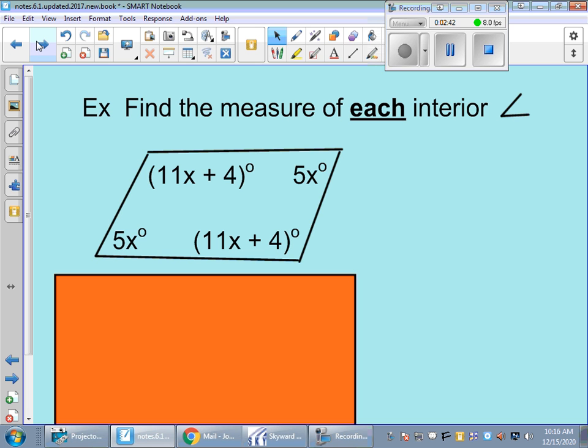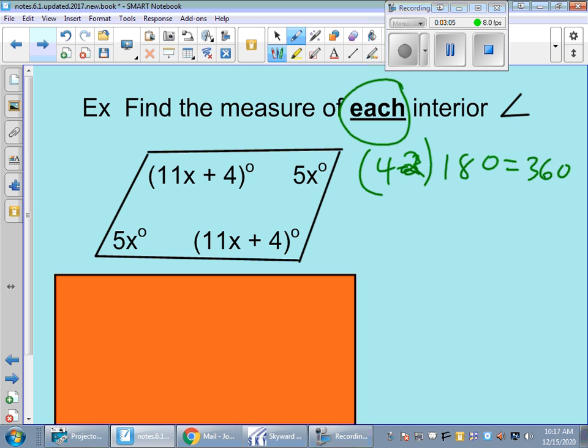Now we're going to apply that to a polygon. This one says find the measure of each. Again, that's the key, each interior angle. The first thing you want to start with is, what is the sum of all of them equal to? So the first thing we think about is how many sides are in this figure. It's a four-sided figure. 4 minus 2, oh, that's weird too. 4 minus 2 times 180, and that gives you 360.